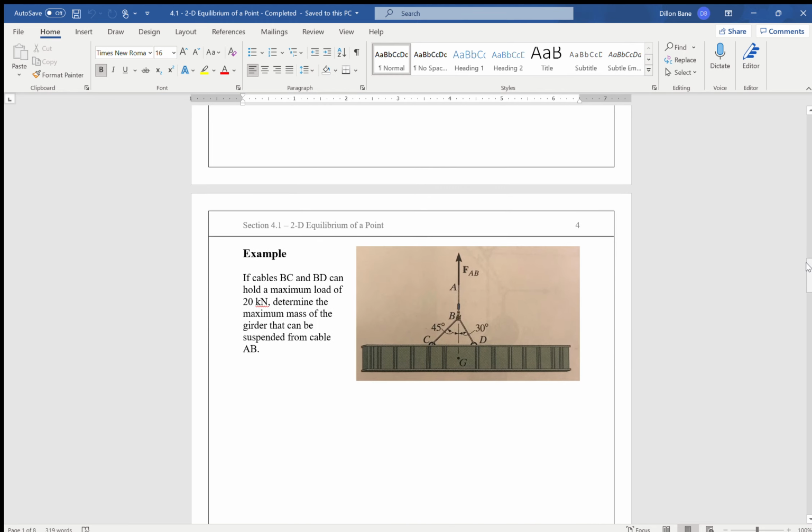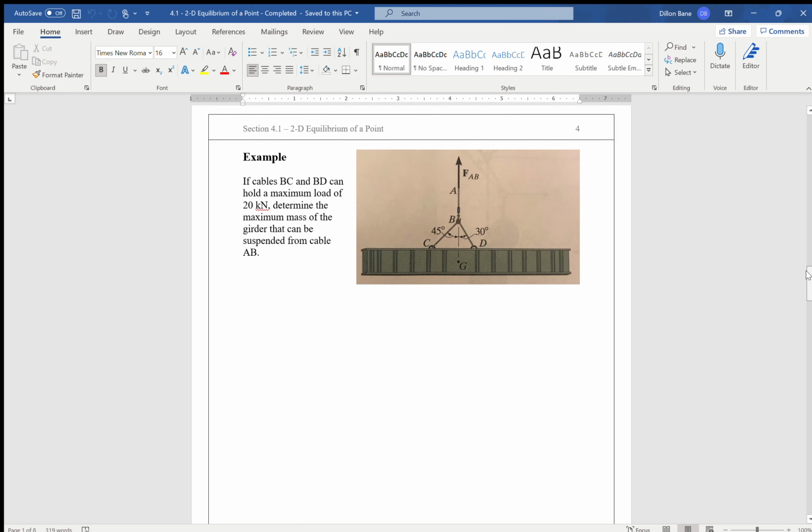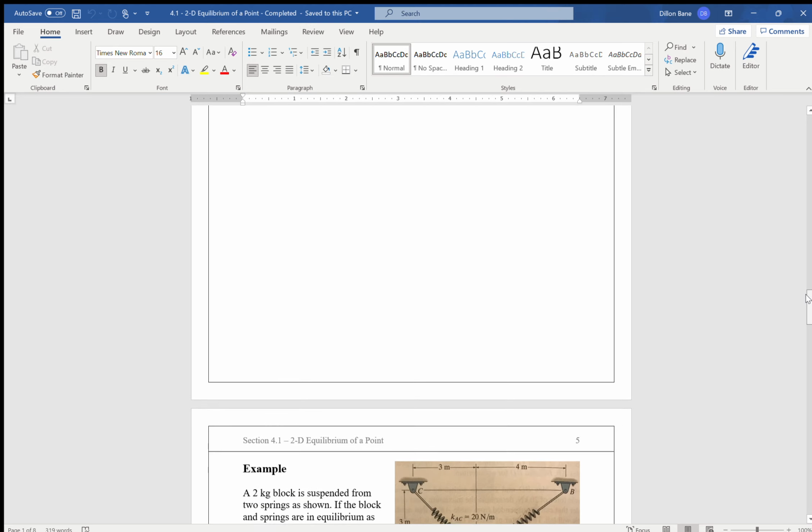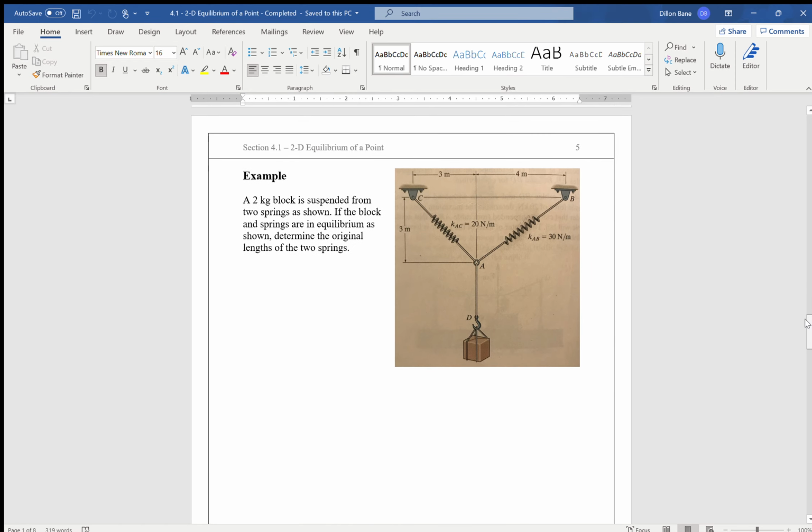So we finished up during the last class with figuring out the weight of this girder, and now we're going to move on to this next example on page 5. What we're given is a 2 kilogram block at point D suspended from the two springs as shown. If the block and springs are in equilibrium as shown, determine the original lengths of the two springs. Right away we can look at this diagram and tell what the deformed lengths of our springs are as they sit, because they are in equilibrium now.